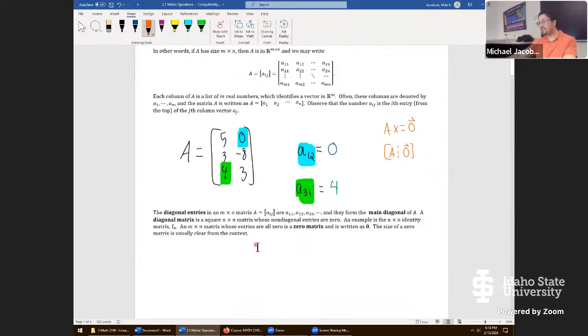Other things that we could indicate are diagonal entries of a matrix. If we have an M by N matrix, the diagonal entries are going to be these things. You'll know you're dealing with a diagonal entry if you're in the same row and the same column. For the matrix A above, that one will be the main diagonal.